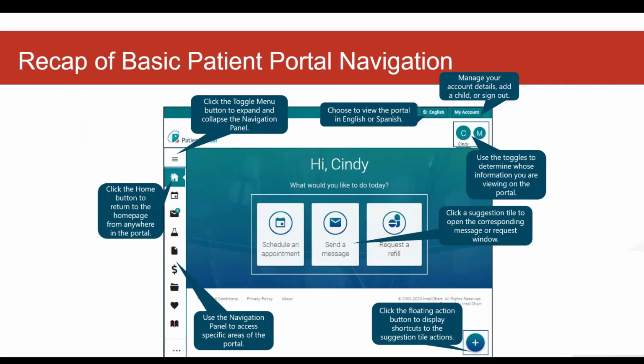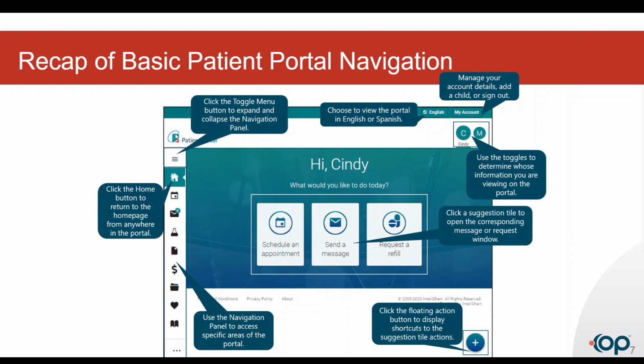Let's take a second to recap. We took a look at the portal upon logging in as a parent. In the upper right-hand corner, we saw the My Account. This allows us to manage the account details, add a child, or sign out. We also saw our ability to toggle back and forth between English and Spanish in our language selector. Directly below that area, we saw the toggles which allow us to determine whose information we are viewing in the portal, our parent or our child.